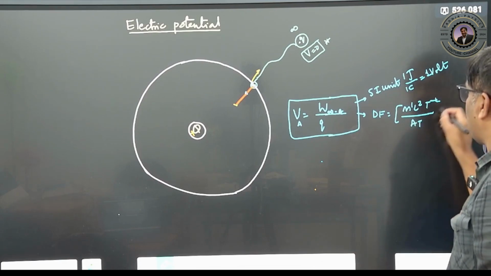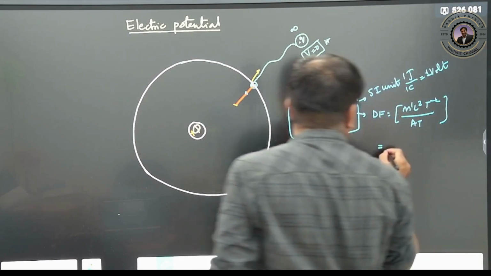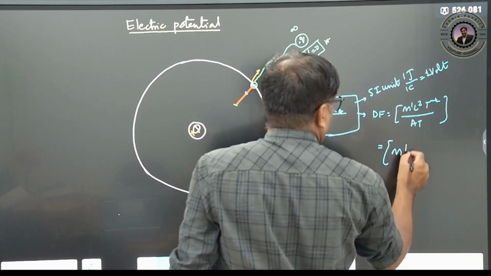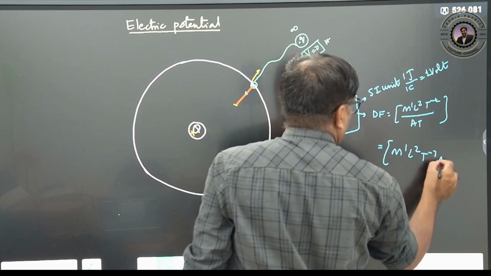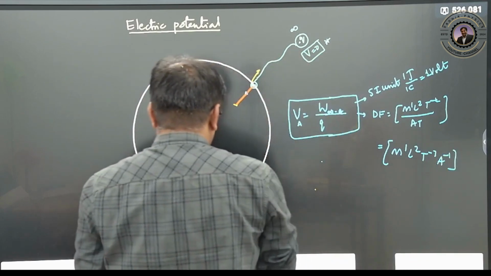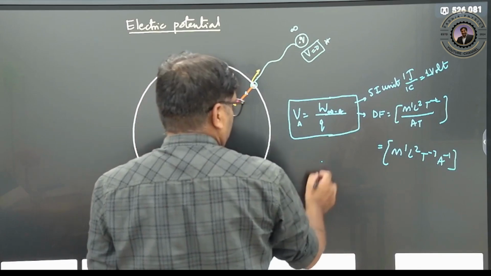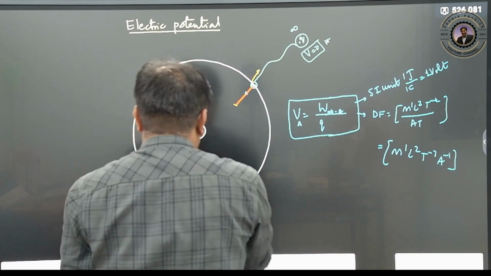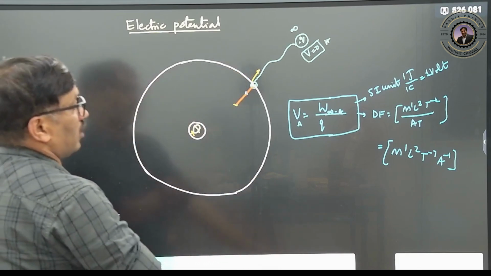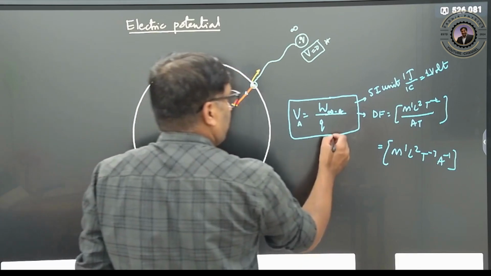Therefore AT. So you can take it here. So therefore M1 L2 T minus 3 A minus 1. This is your dimensional formula of this potential now. Clear?